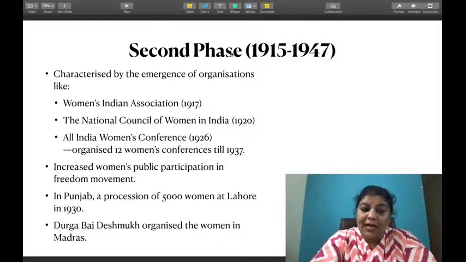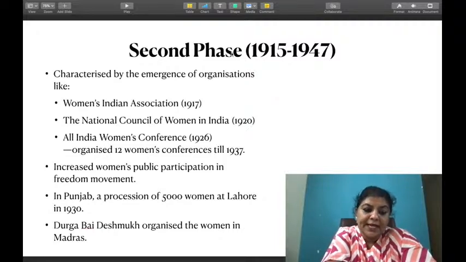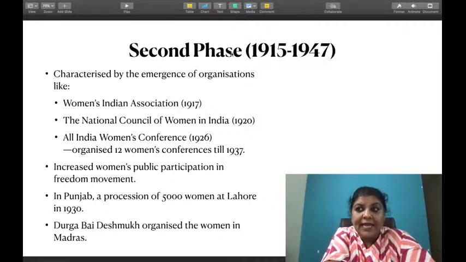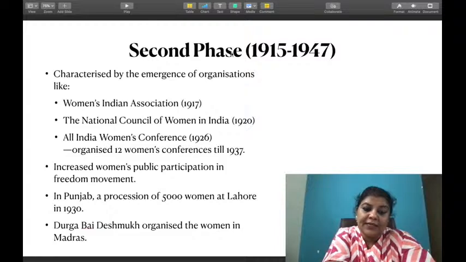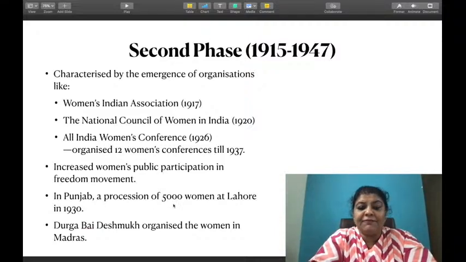And at this time, Mahatma Gandhi and other mainstream social reformers legitimized women's participation in the Indian freedom movement. They accepted women activists more, and in the civil disobedience movement and satyagraha, women began to take an active role at this time. In Punjab, 5,000 women protested in a procession at Lahore in 1930.